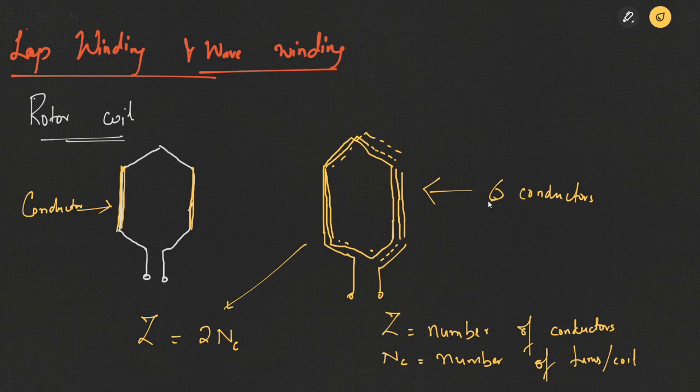So now you have a number of coils wound in different slots of the armature. In a nutshell, the total number of conductors will be equal to 2N_C times C, where C is the number of coils on the rotor. So the total number of conductors is 2N_C times C, where N_C is the number of turns per coil and C is the number of coils itself. And each turn of a single coil has 2 coil sides and is therefore referred to as 2 conductors.